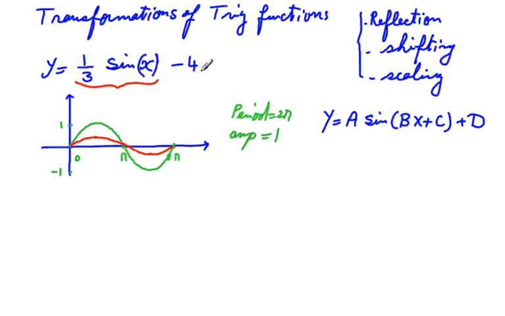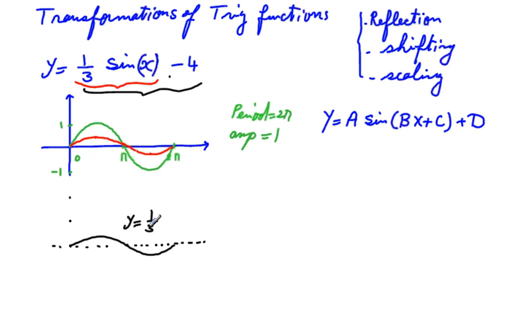Then we affect this one: we shift the function, in which direction? This minus 4 is going to shift the function vertically. It's going to lower the function. So minus 4 is going to bring the function to, here's minus 2, minus 3, minus 4. If you wish, you can take the midline, bring the midline to minus 4, and wrap your function around that. So your function is going to come up. So let's write, this is the graph of y is equal to a third of sine of x, minus 4.